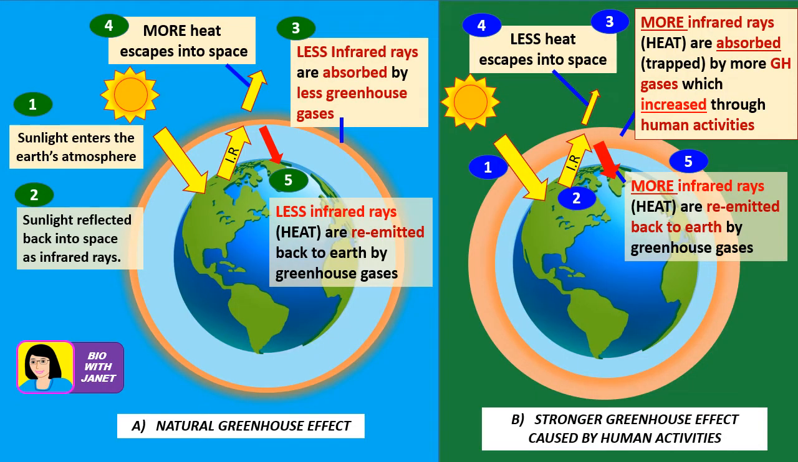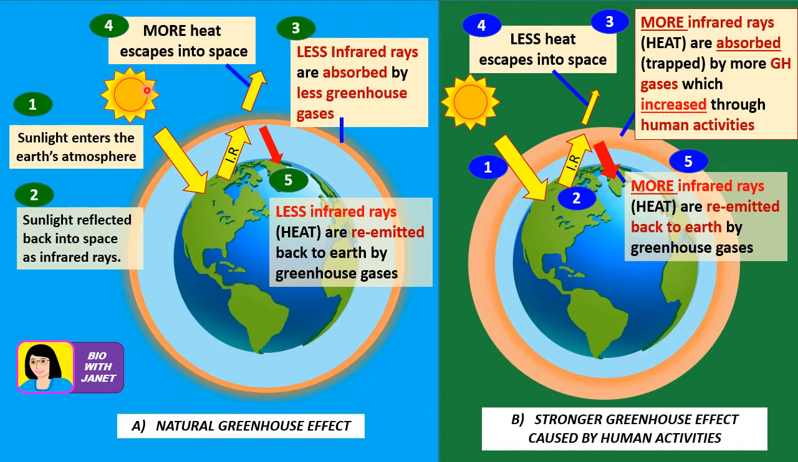Now, what is the greenhouse effect? So here in A, we see the natural greenhouse effect, which has existed for a long time already, to warm the earth for the survival of organisms. But in recent years, in the past many decades, human activities have caused a stronger greenhouse effect as shown in this second diagram B. So here we see the stronger greenhouse effect caused by human activities. Let's begin with the natural greenhouse effect.